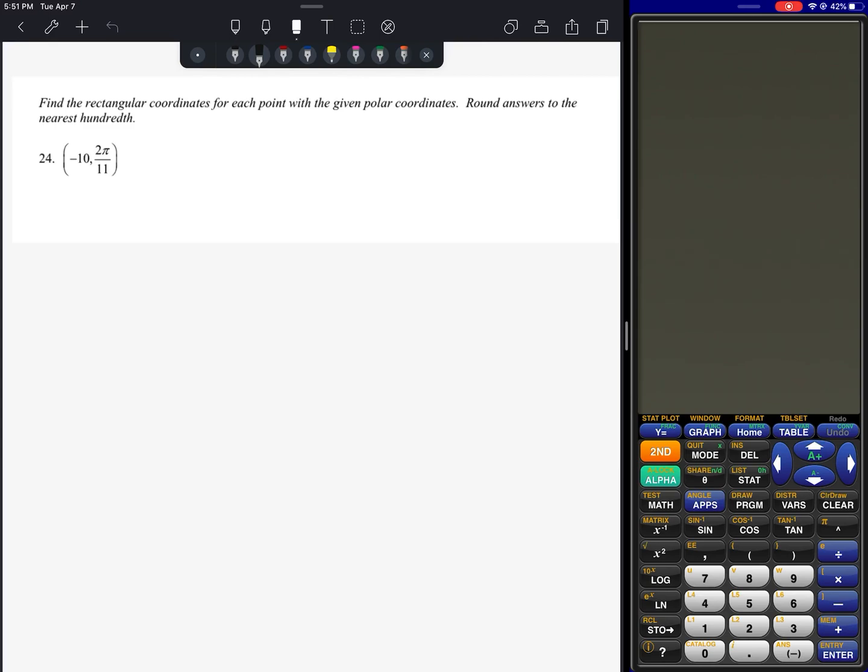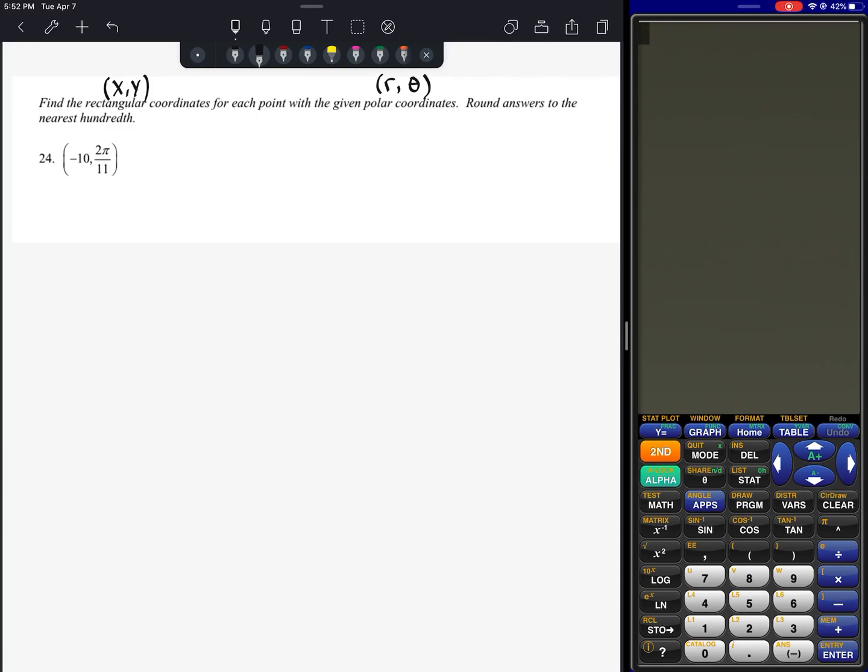This is problem 24 from the Chapter 11 review. It states, find the rectangular coordinates for each point with the given polar coordinates. Round answers to the nearest hundredth. All right, so with this one here, we've got the point -10, 2 pi over 11. So we're trying to find our x and y coordinates given our polar coordinates, which is obviously the radius and the angle of rotation for theta.